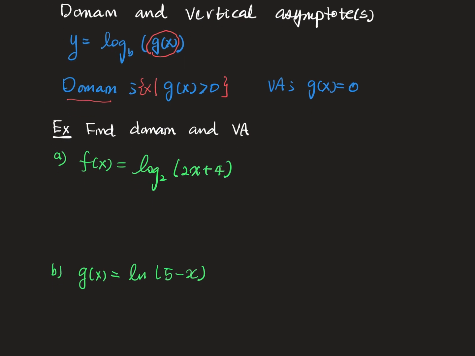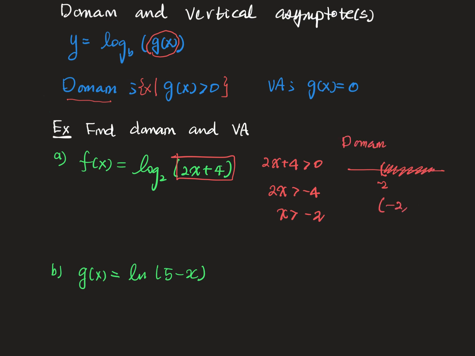So for example, with this log function, you really pay attention here, this one should be greater than 0. Let's just solve the inequality. So 2x plus 4 greater than 0, 2x greater than -4, x is going to be greater than -2. You see clearly on the number line, -2, and x is greater than -2 right here. So the domain is going to be -2 to infinity. Okay, that's how you find the domain.